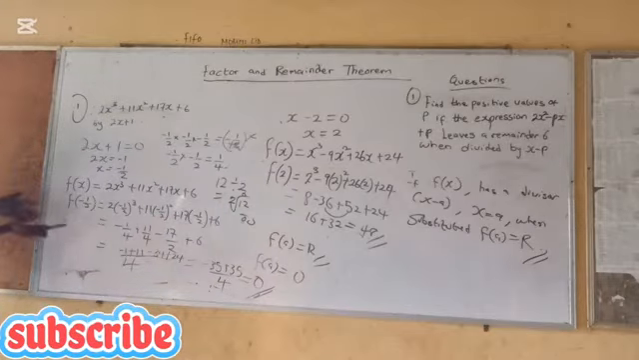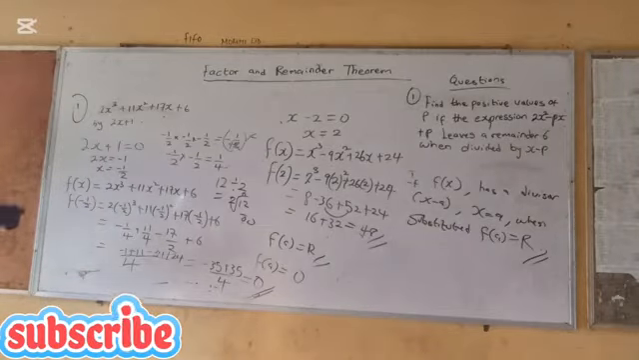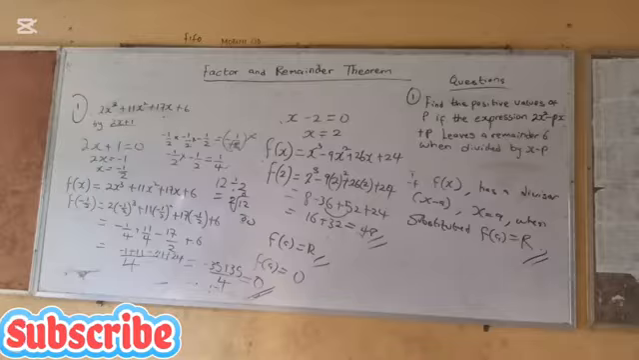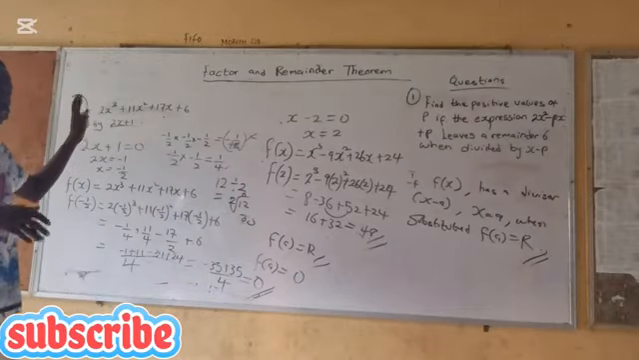Now, what is this trying to tell us? This statement here is trying to tell us that 2x minus 1 is a factor of this polynomial. Do you get it now? 2x minus 1 is a factor of this polynomial.